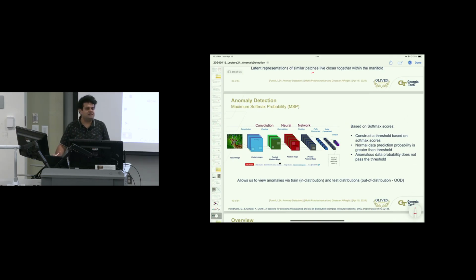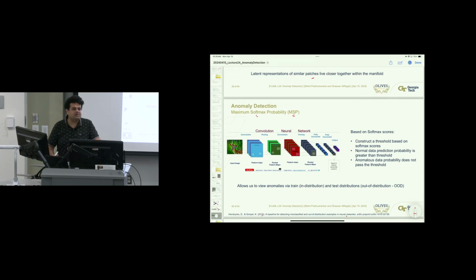So based on this, the simplest statistic that we can get is MSP. In fact, this was the first paper that came out in 2016 that talked about this idea of out-of-distribution and anomaly detection for neural networks, a baseline for detecting misclassified and out-of-distribution examples. The method itself was called maximum softmax probability. Given certain logits, you just calculate the softmax probability. The MSP is now your S of x, which is your statistic. If it's greater than a certain threshold, and the simplest thing they did at the time was 0.5, then it is not an anomaly, versus if it is less than 0.5, then it is an anomaly.